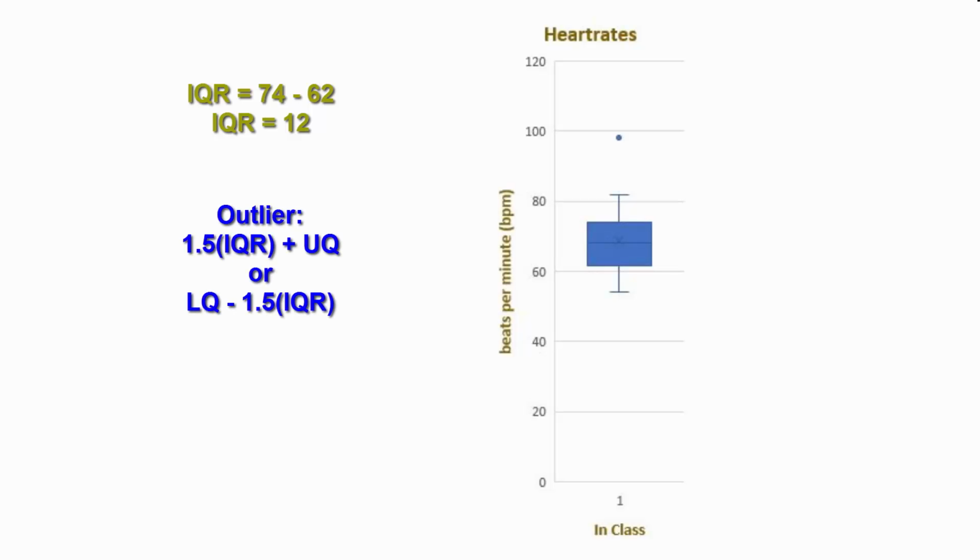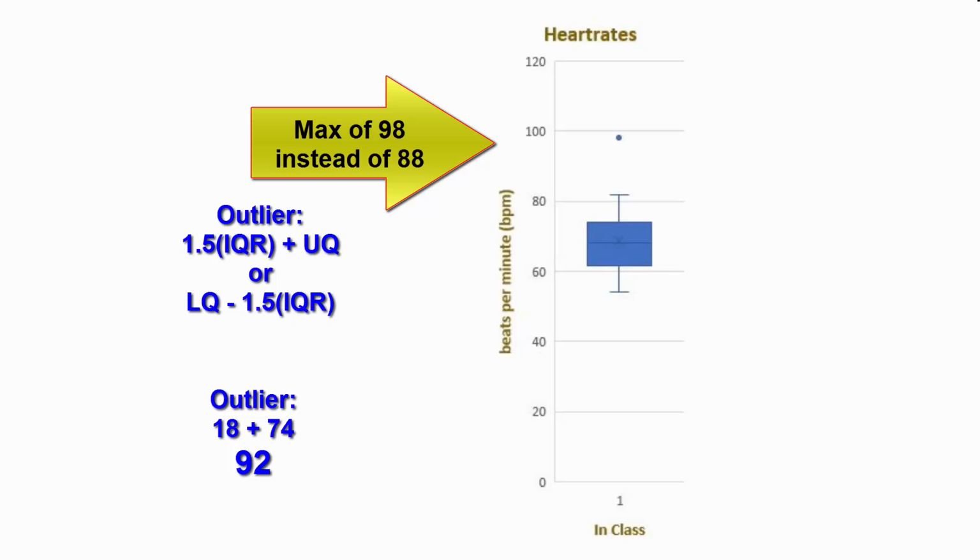An outlier is an extreme score in a data set that is at least 1.5 times the IQR above the third quartile, or 1.5 times the IQR below the first quartile. 1.5 times 12 is 18 beats per minute. To be an outlier, a score must be at least 18 units above the upper quartile of 74. Suppose we had a high heart rate at 98. This would be an outlier displayed in a modified box plot by a dot.